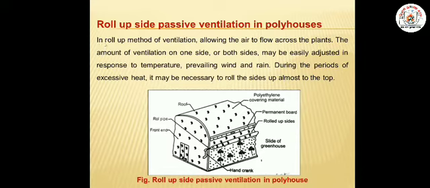In the roll-up method of ventilation, air is allowed to flow across the plants. The amount of ventilation on one side or on both sides may be easily adjusted in response to temperature, prevailing wind, and rain. During periods of excessive heat, it may be necessary to roll the sides up almost to the top. Means, hand cranking can be done almost to the top and the curtain can be lifted from both sides.